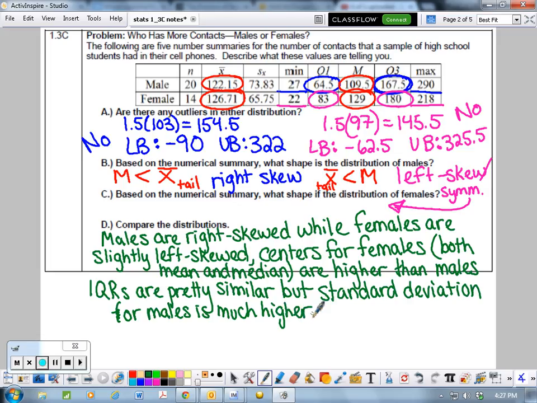And then, of course, there's no outliers. So when we're comparing, we're doing a lot of looking at the centers together, looking at the spreads together, looking at the shapes and comparing and looking at those. Saying that over and over.